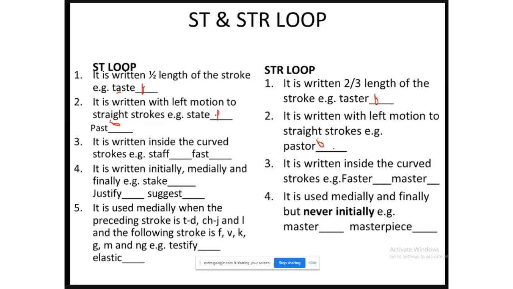It is written inside the curve strokes, same. ST loop is also written inside the curve stroke, as S circle is written inside the curve stroke. Now if ST loop is read first, then we have to write ST loop, then F. In case of fast, we have to write down F, then ST loop, fast. It will be written above the line. In case of stir, it is written inside the curve strokes.